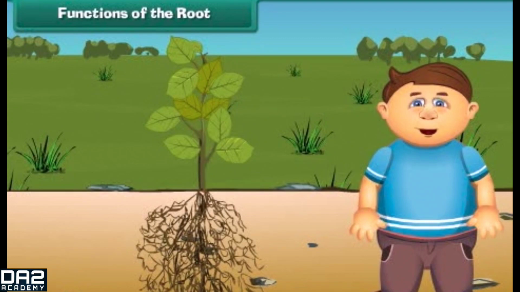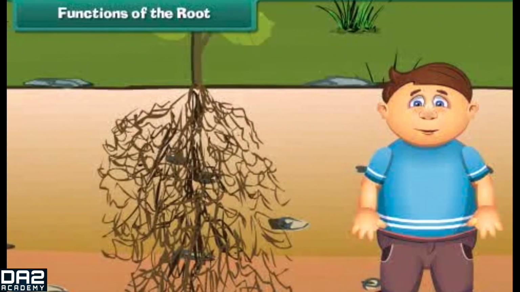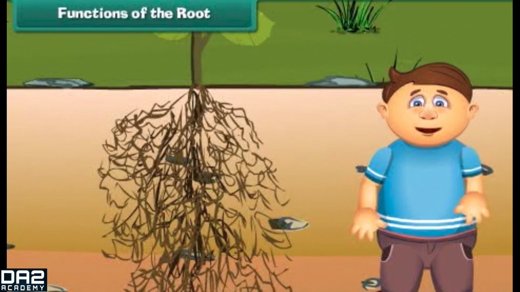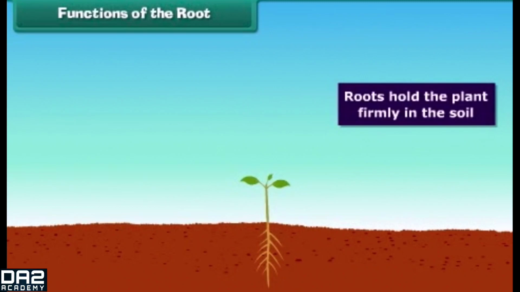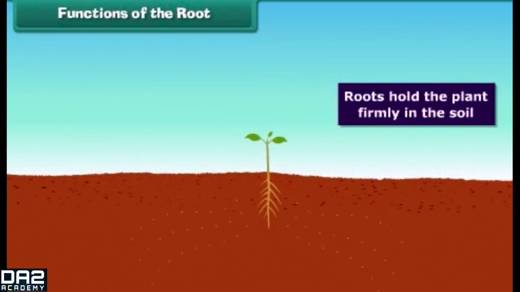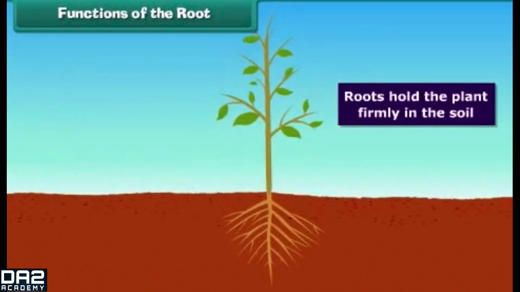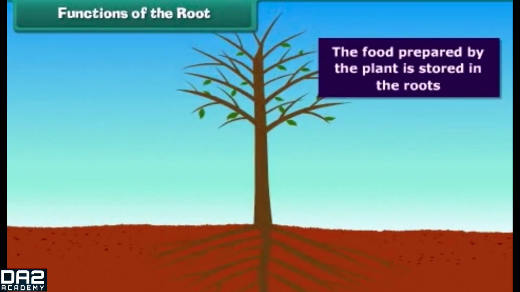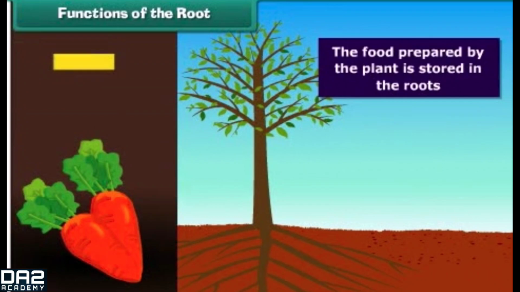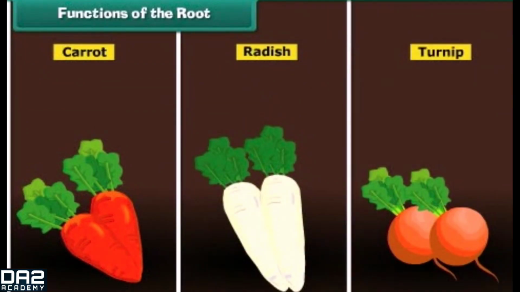Till now we have learnt the structure and types of roots. But now the question is, what are the functions of the roots? Friends, actually, roots hold the plant firmly in the soil. They also absorb water and nutrients from the soil and send them to the other parts of the plant. Roots also perform the function of storage of food in some plants such as carrot, radish and turnip. The food prepared by the plant is stored in the roots. We eat these roots and get nutrition.